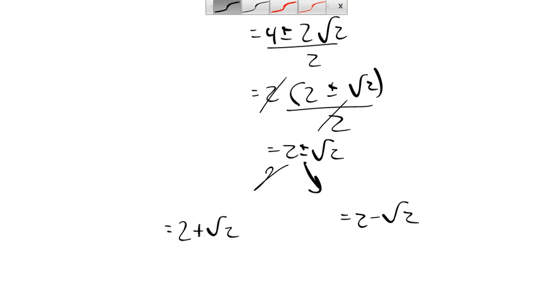Because, look, our equation is in terms of u right there. So this should really be all u equals, not x. So u equals 2 plus radical 2, and u equals 2 minus radical 2. Okay, so now what is u?